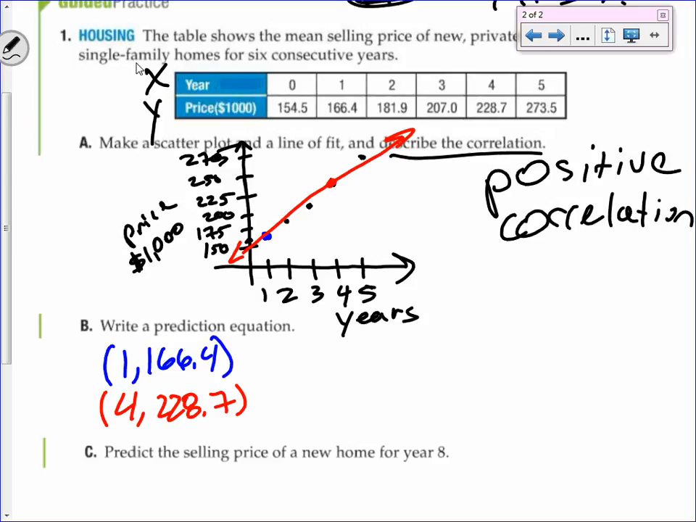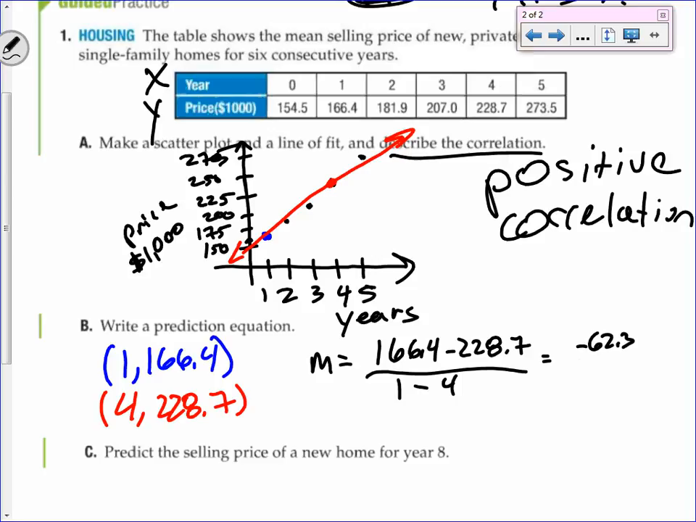Okay, we need to find ourselves a slope. So let's go 166.4 minus 228.7 over 1 minus 4. It's going to simplify, and this is going to give us our slope. That's negative 62.3 over negative 3, which is 20.7, 20.8 rounded. Okay, so 20.8 is our slope.